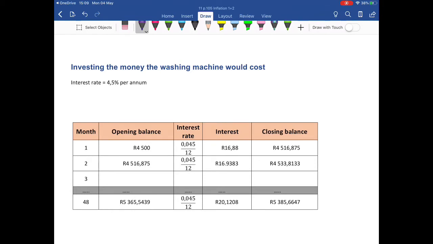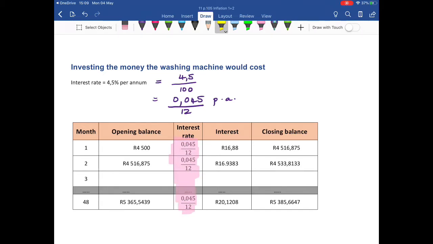We're now going to invest the washing machine money, and the interest rate is 4.5% per annum. Right, remember we said that we're going to write that as a decimal, which is going to be 4.5 over 100, which will equal 0.045. That is per annum, but we need monthly interest, so we're going to divide that by 12. And you will see that this has been done all the way down the table.